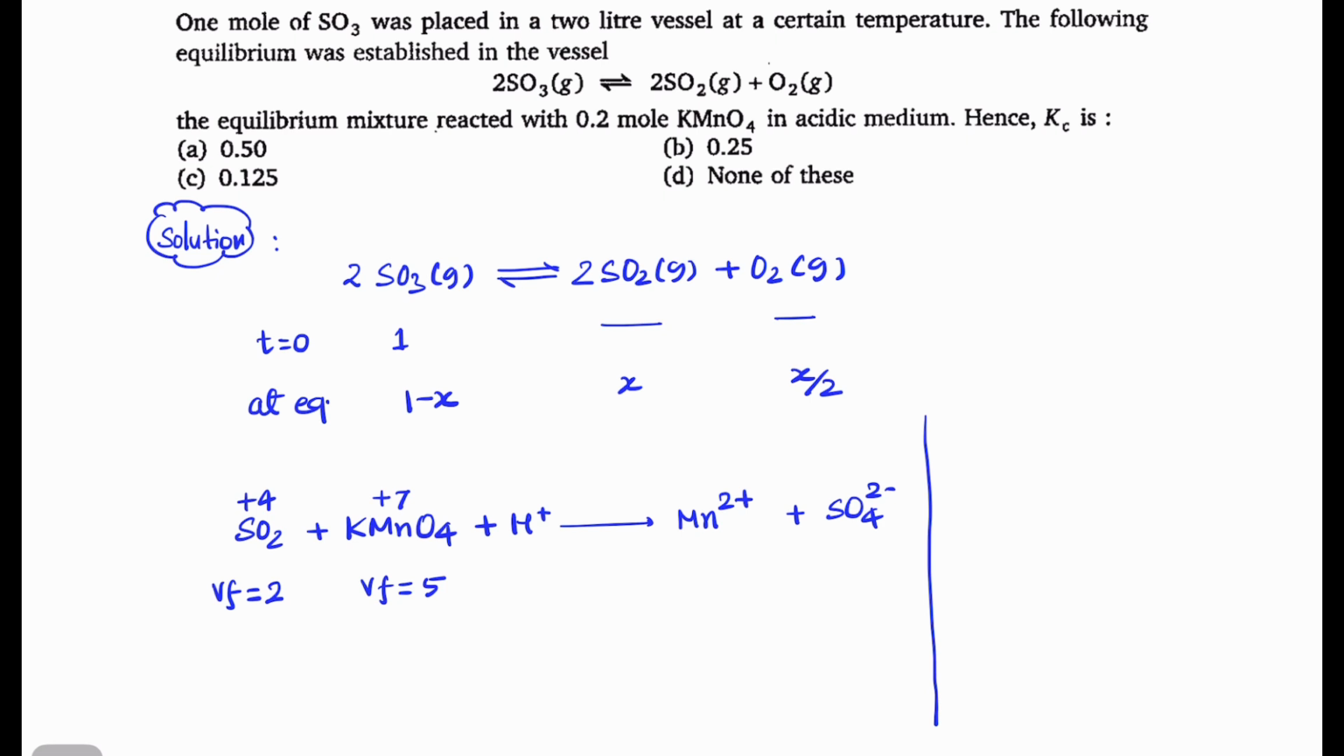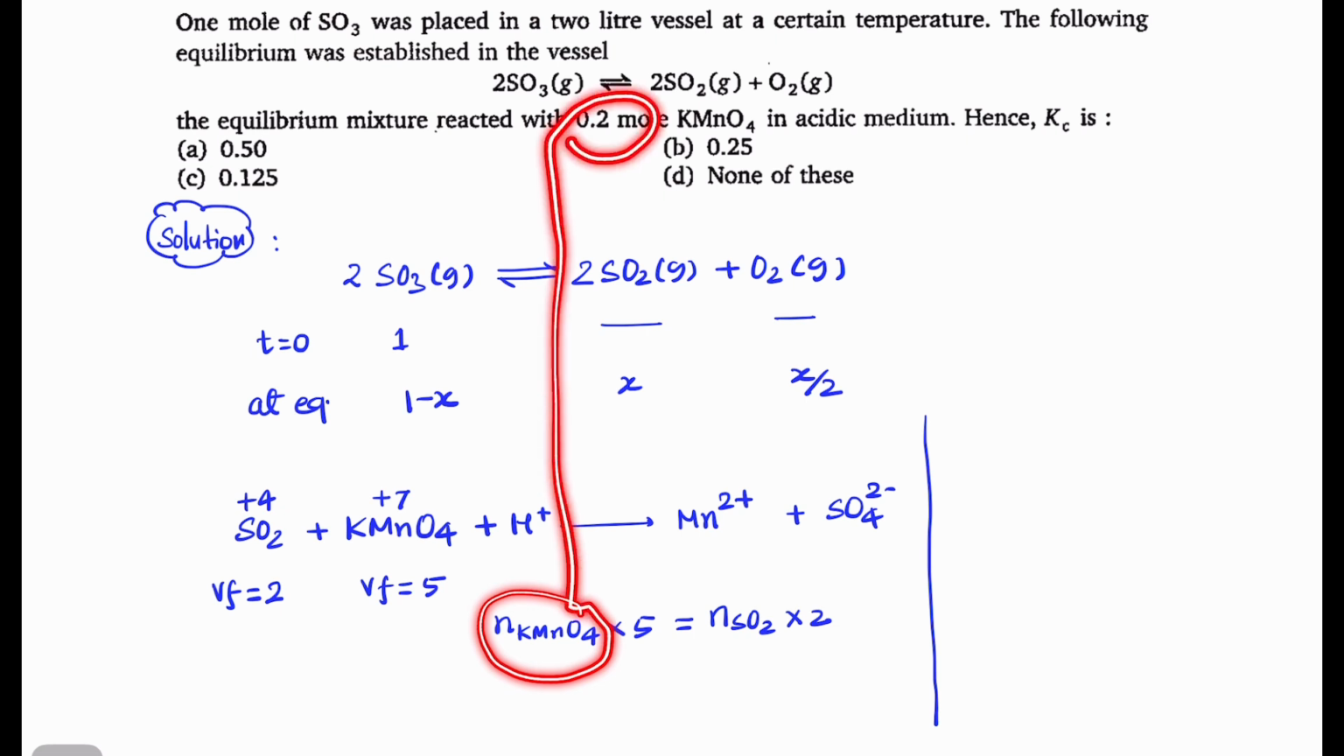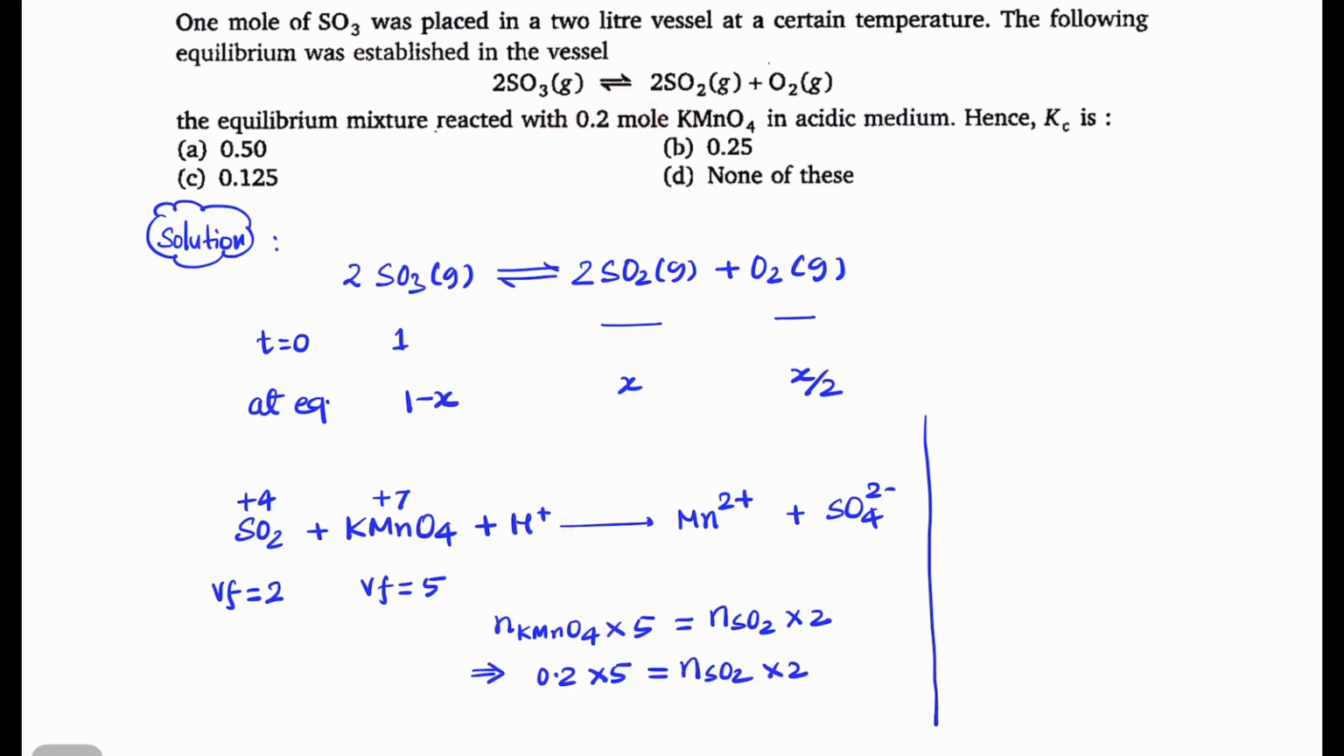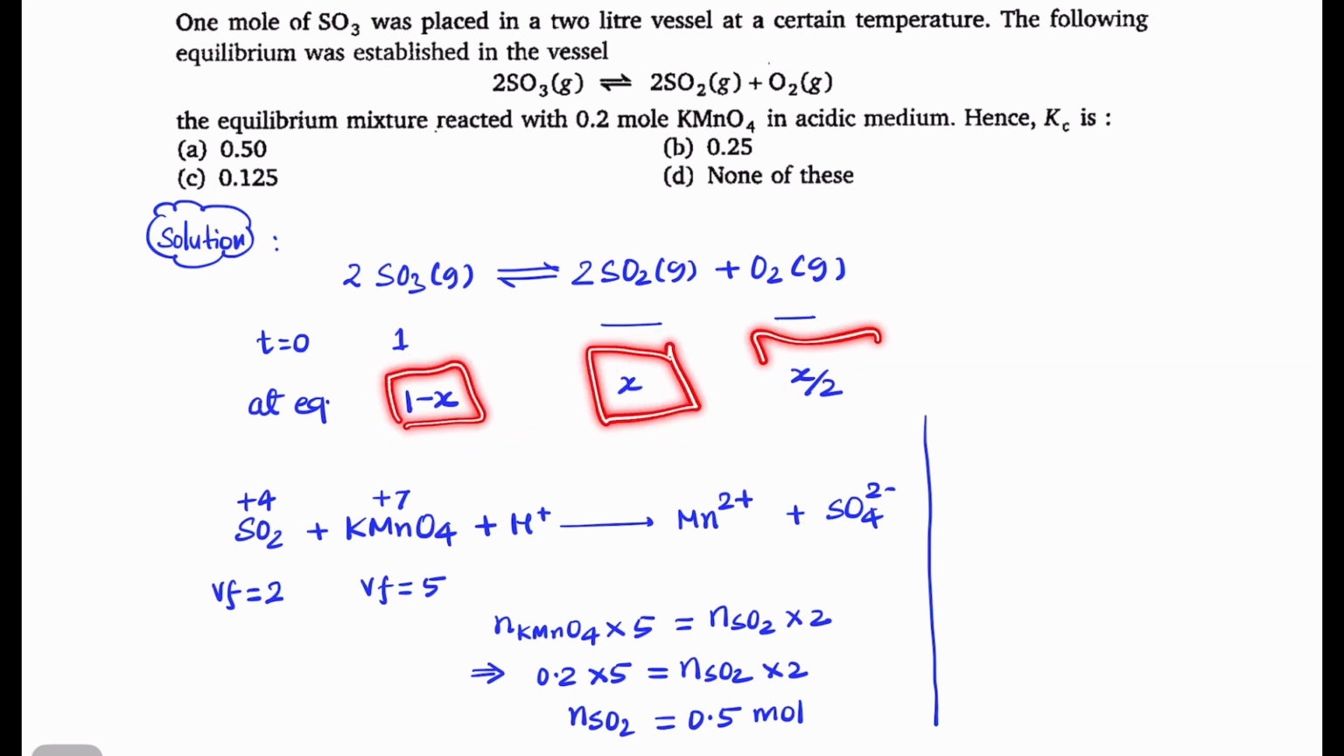After that, we'll just write the law of equivalence. That is, the number of gram equivalents of KMnO4, that is number of moles times valency factor of KMnO4, equals the number of moles of SO2 times its valency factor. The moles of KMnO4 is given to us, that is 0.2 mole. So we'll just write it and figure out the moles of SO2. We are getting moles of SO2 as 0.5 mole. Now we'll put this in this equation. We'll get the equilibrium amounts of SO2, O2 and SO3.